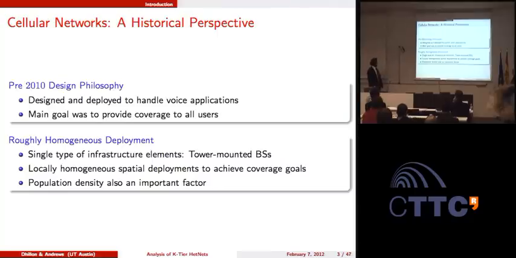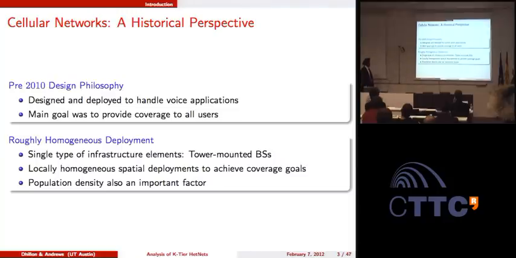And this led to an interesting homogeneous deployment. First of all, we had a single type of infrastructure element, which were tower-mounted base stations or access points, whatever you call them. So they were homogeneous in that sense. Secondly, we had locally homogeneous spatial deployments because we had to achieve coverage goals. You wouldn't put base stations right next to each other, so spatially they were locally homogeneous. I use the words locally homogeneous because if you compare an urban and a suburban scenario, you'll always see the density of base stations higher in the urban scenario. So it's not homogeneous over the whole space, but locally it is homogeneous.